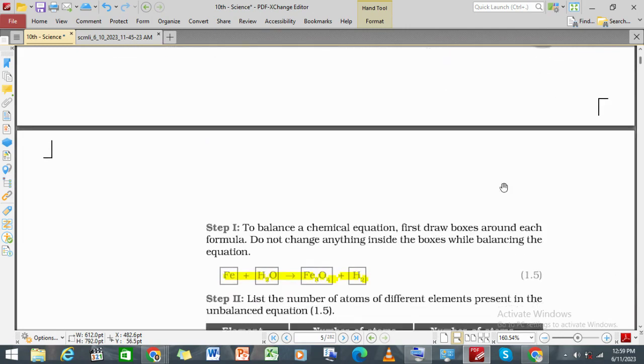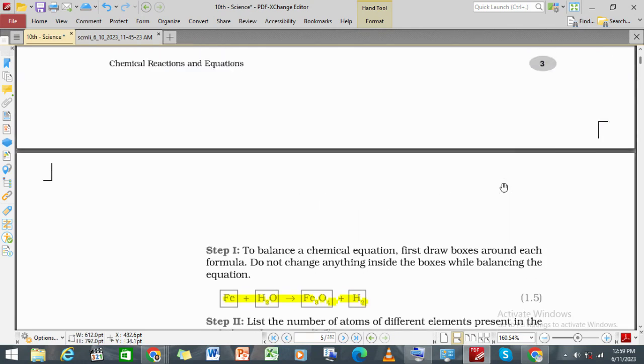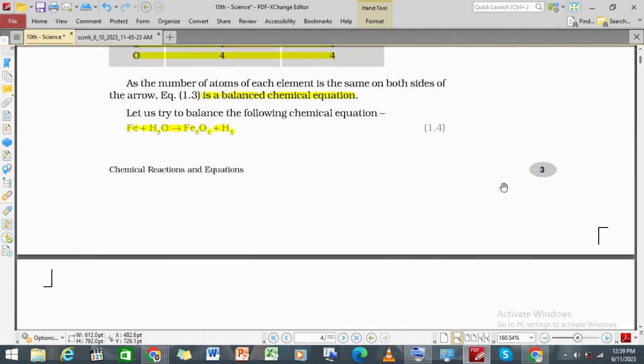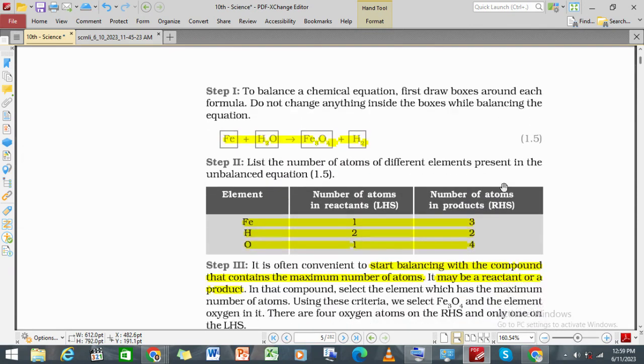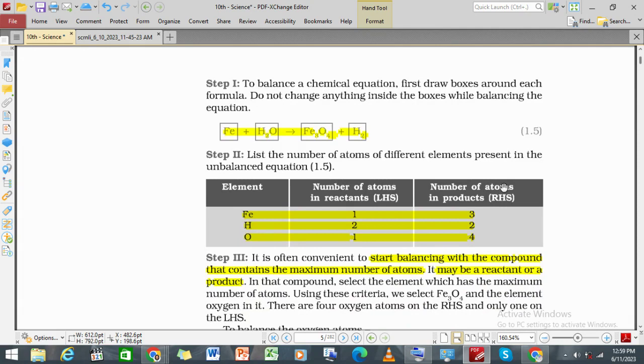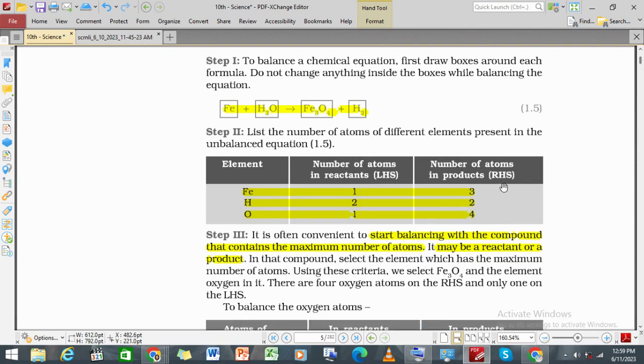Now, further examples have also been given. Another example is Fe plus H2O gives Fe3O4 plus H2. All right, here we start the balancing with the element having the maximum number of atoms. It can be in the reactant or the product. So here we can see that oxygen has the largest number of atoms on the product side, so we will balance it on the left hand side.